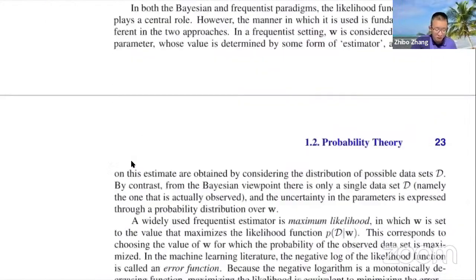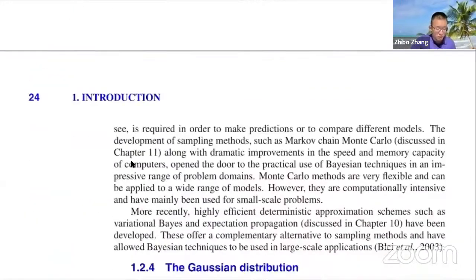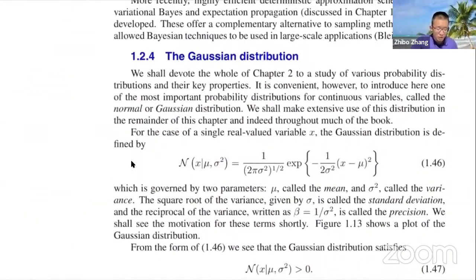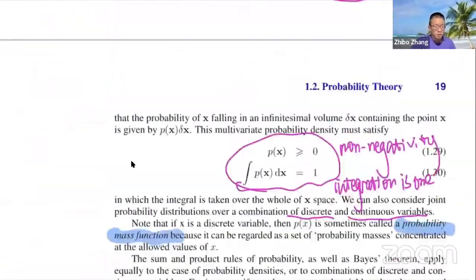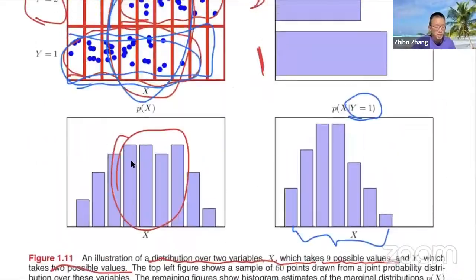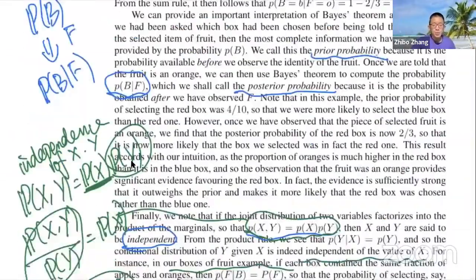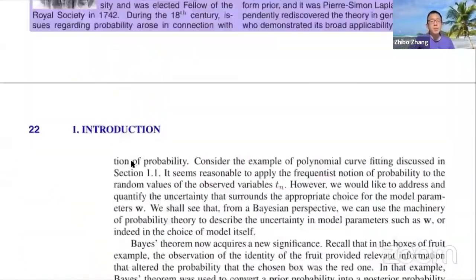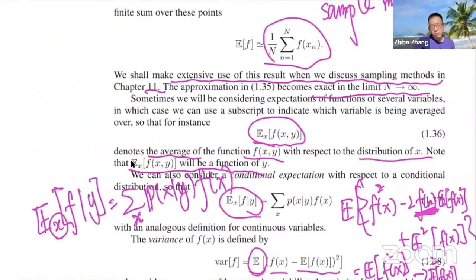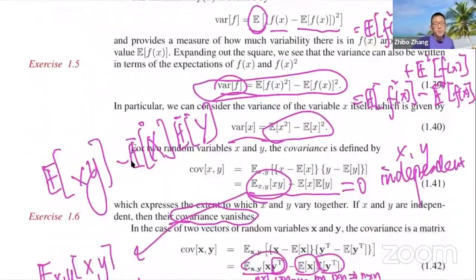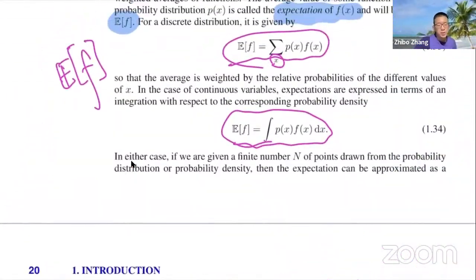So let's see how much we have for Bayesian probabilities. I'm going to stop here because we pretty much finished the probability theory part. We introduced the basic concepts of probability mass function, probability density function, the conditional probability, the marginal probability, and also gave an example to illustrate this.